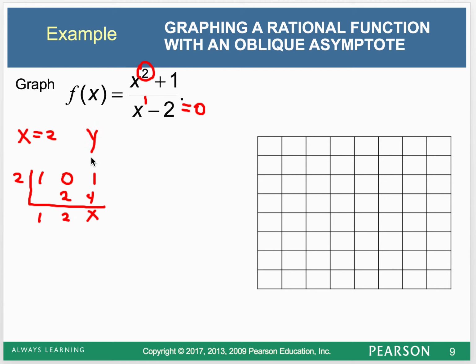That means this equation right here, which is linear now, because the original equation was a square, we divided, so it's going to be 1 less, so it's x plus 2. I've got an oblique asymptote this time.